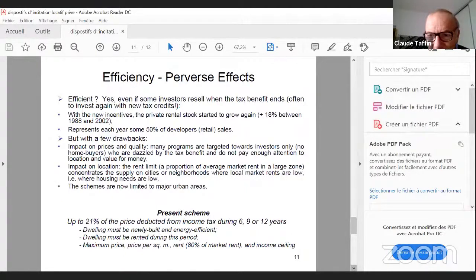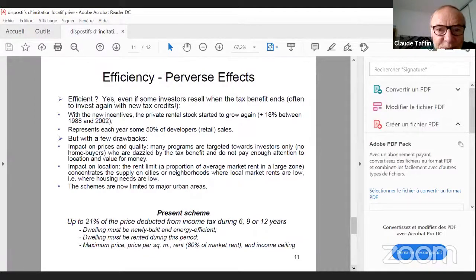The one which actually exists allows you to deduct about 20% of the purchase price of the unit, spread over the duration of the time when it has to be rented. You get 21% if you commit yourself to rent it for 20 years with a maximum rent, which is 20% below the market, and a maximum income for the tenants.